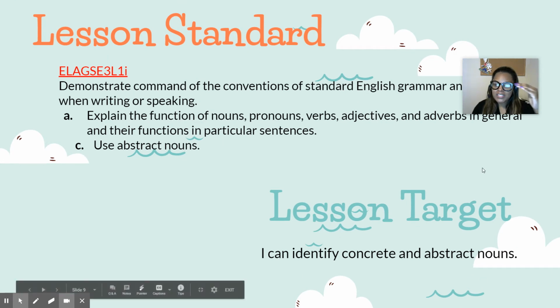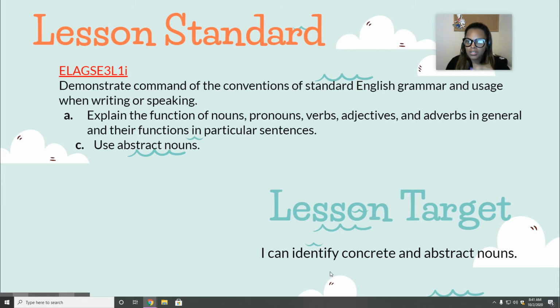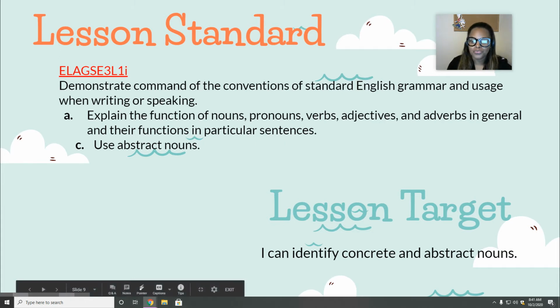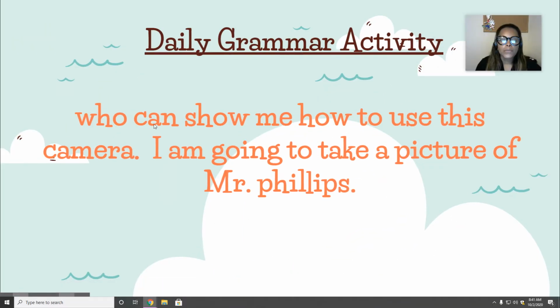Okay, we still have the same lesson standard, but now our lesson target has changed a little bit. Now we want to identify concrete and abstract nouns. Concrete and abstract nouns, okay? Here's our daily grammar activity. Who can show me how to use this camera?